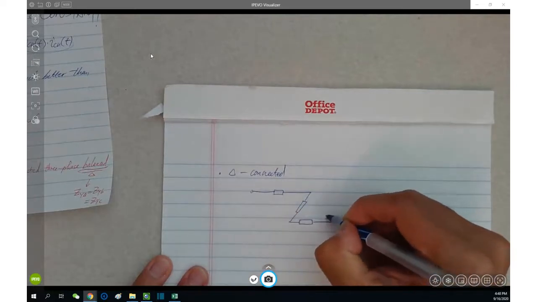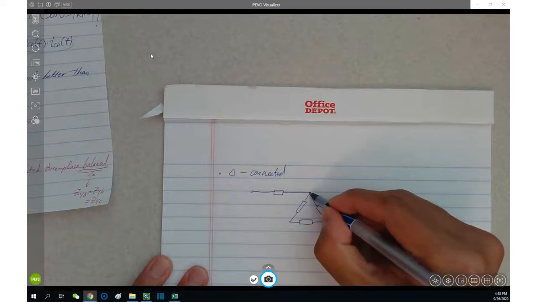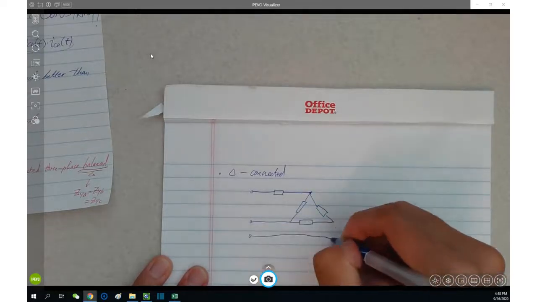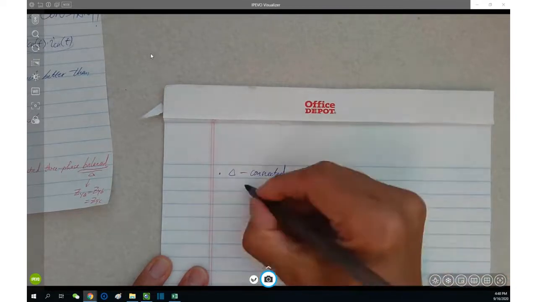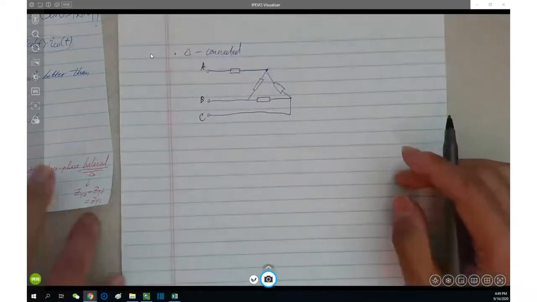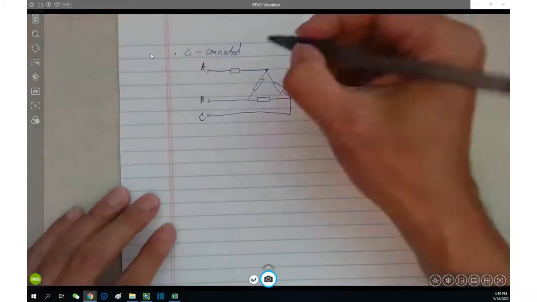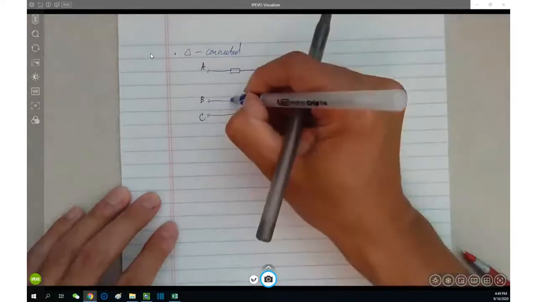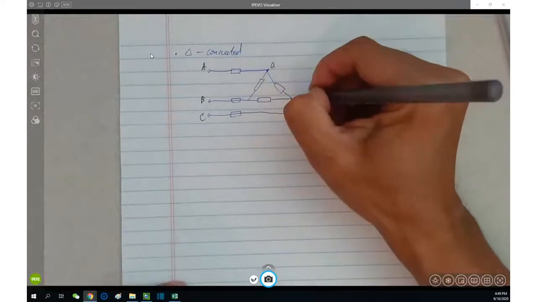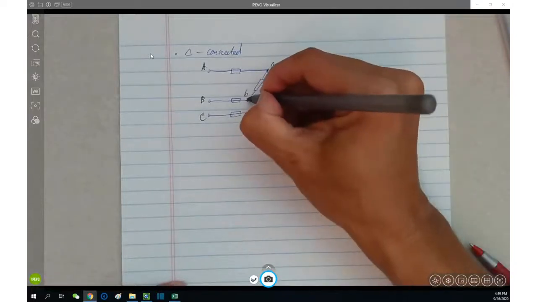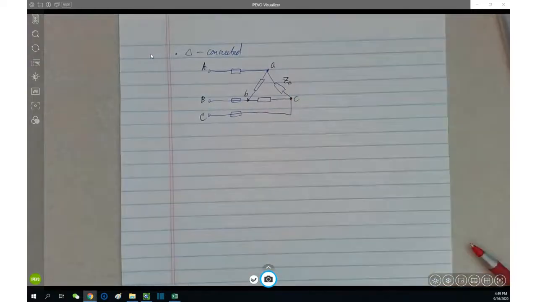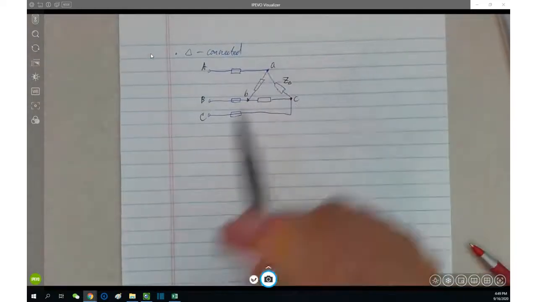Right, this is the connect of the delta. A, B, C, capital. They're generally speaking out of the source. And forgot the line impedance for phase C and B. But it's okay. A, C, B here. And this time, balance the load, Z delta, right?